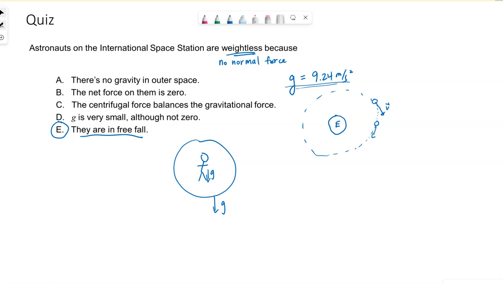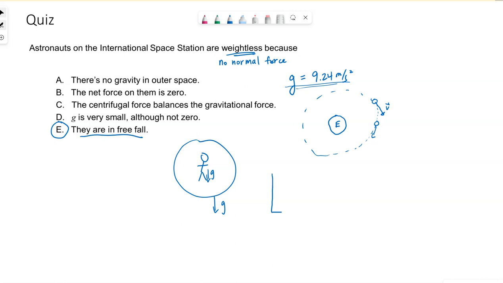The floor of the space station, whichever side that may be, cannot exert a force on the astronauts if the astronauts and the space station are accelerating at the same rate. So they both are experiencing a gravitational force.